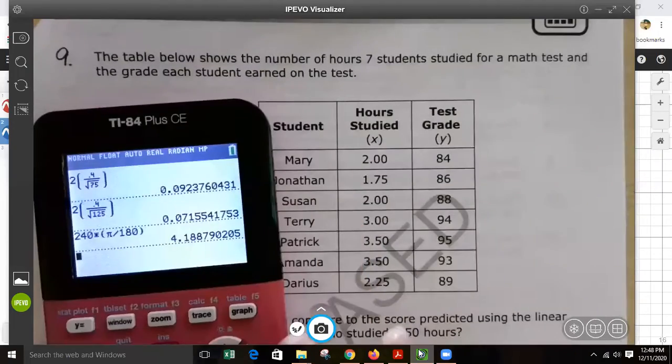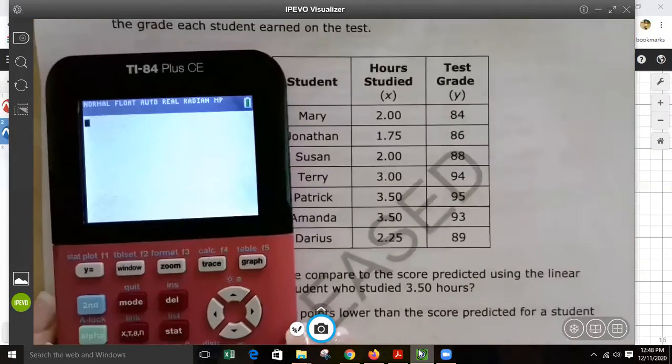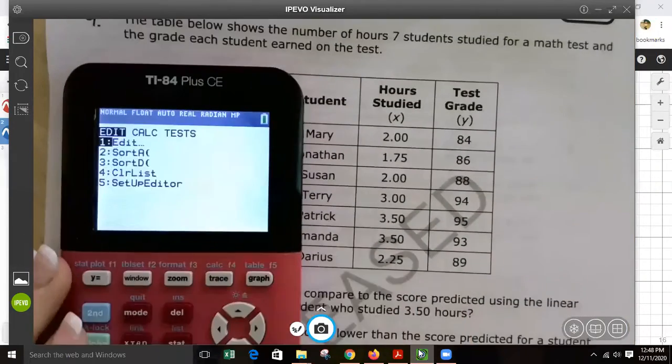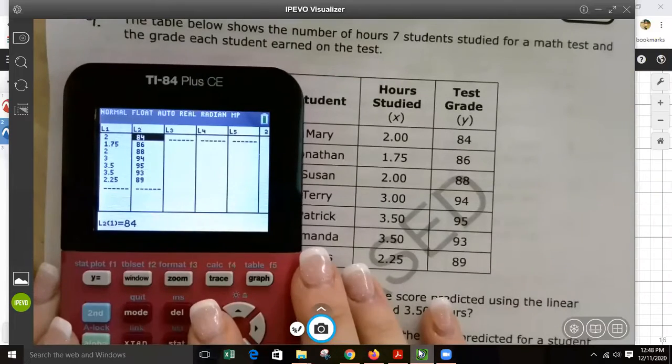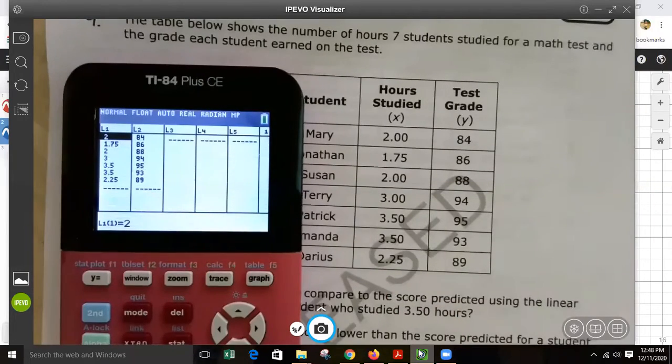So I told you we're going to use Desmos a little bit. We're going to use our calculator a little bit. We're going to use everything. So we're going to go to stat and edit. And I already have these values in because I did it this morning. I'll give you a minute to put them in. And I'm going to read it while you guys are doing that.